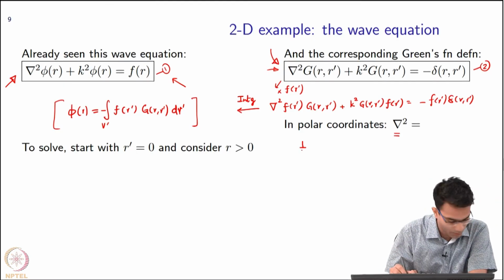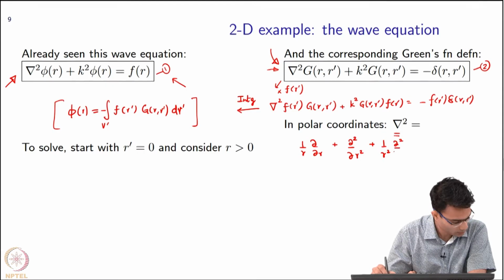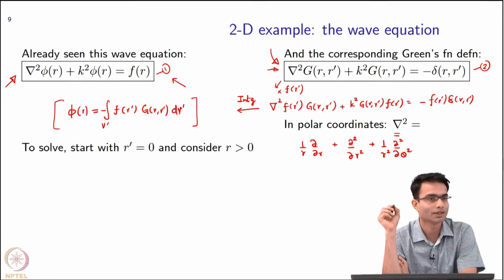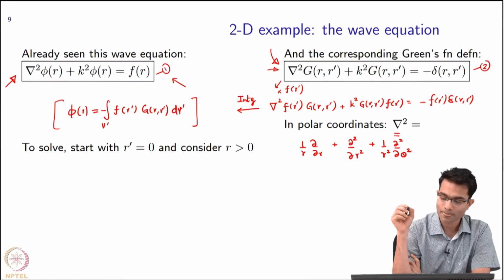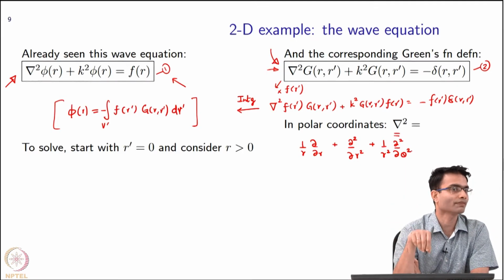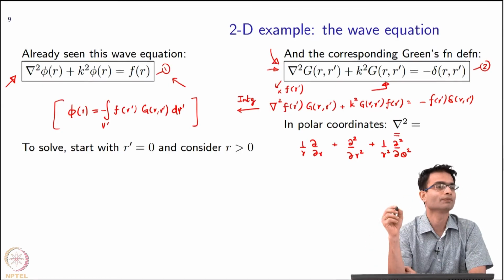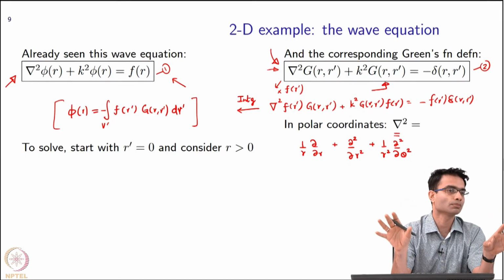So, it is 1 by r. This is the operator del squared in polar coordinates. You just look up the Wikipedia article or whatever and write it down each time. But this still looks complicated. So, what is another simplifying assumption we could make? Let us try to interpret this equation a little bit physically. I have a left hand side which is some operator and a right hand side which is an impulse placed at which point?